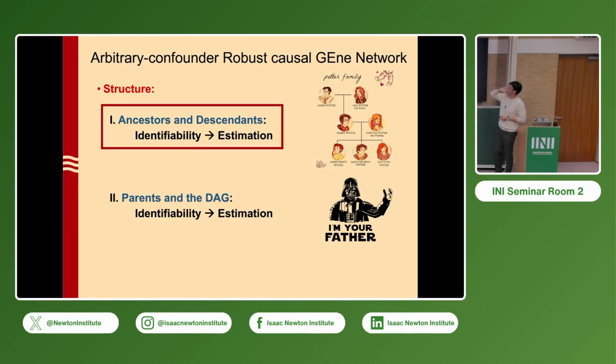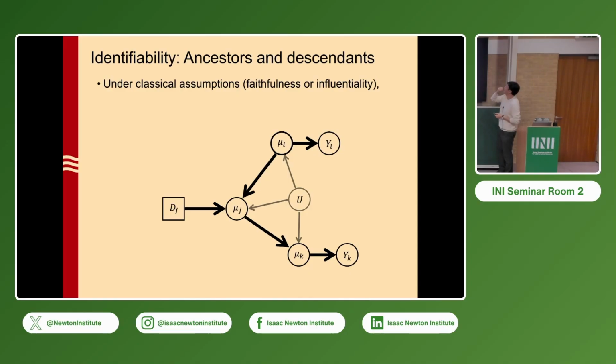And so let's first talk about ancestor learning. For each of the components, I have an identifiability result, and we also talk about how we can actually estimate those ancestors or their parents. So ancestors and descendants, how do we identify this?